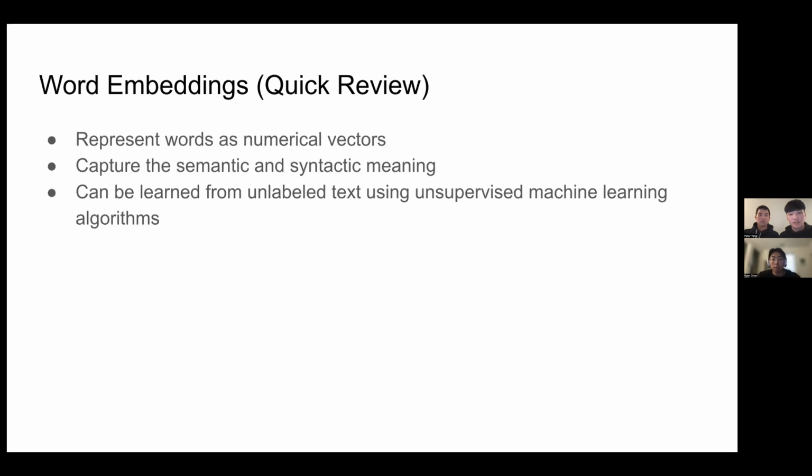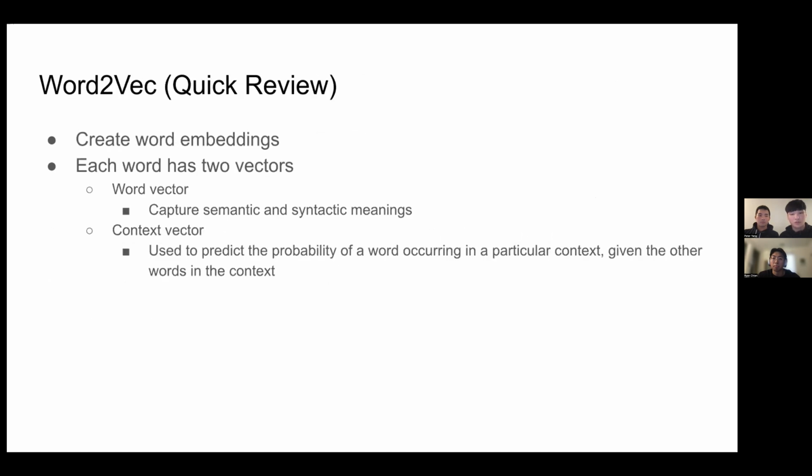Next, let's have a quick review of word embeddings. They are used to represent words as numerical vectors, and they capture the semantic and syntactic meanings of words. The most important part is that they can be learned from unlabeled text using unsupervised machine learning algorithms. Word2Vec is just another algorithm that creates word embeddings. With this algorithm, each word has two vectors. One word vector captures the semantic and syntactic meanings, and the second context vector is used to predict the probability of a word occurring in a particular context.